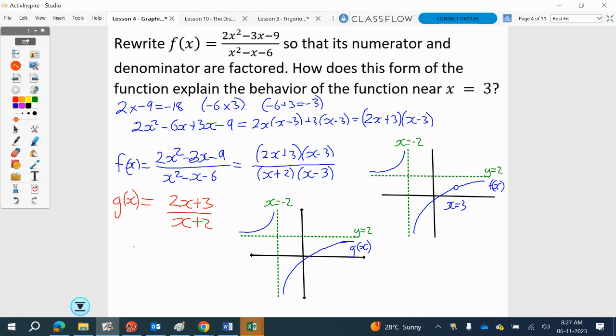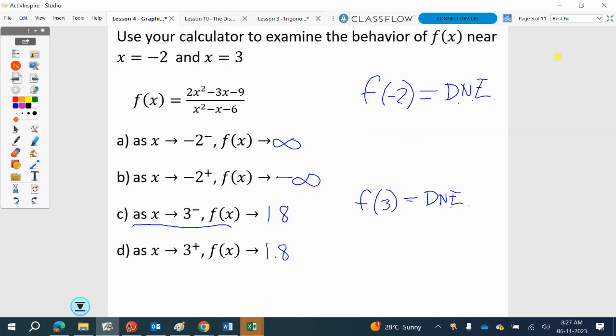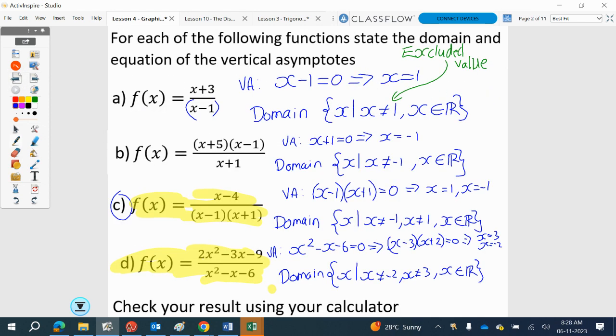These two functions look the same. To us, they look the same, but they're not quite conceptually the same. So going back to our function that we've been playing with, we've got the domain correct here. The only thing we've got wrong is this asymptote doesn't exist. So we don't have a vertical asymptote here, but we do have an excluded value here.